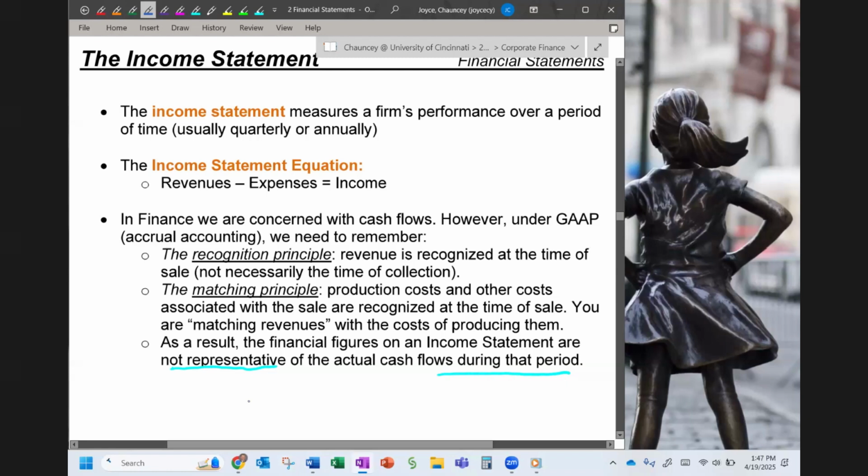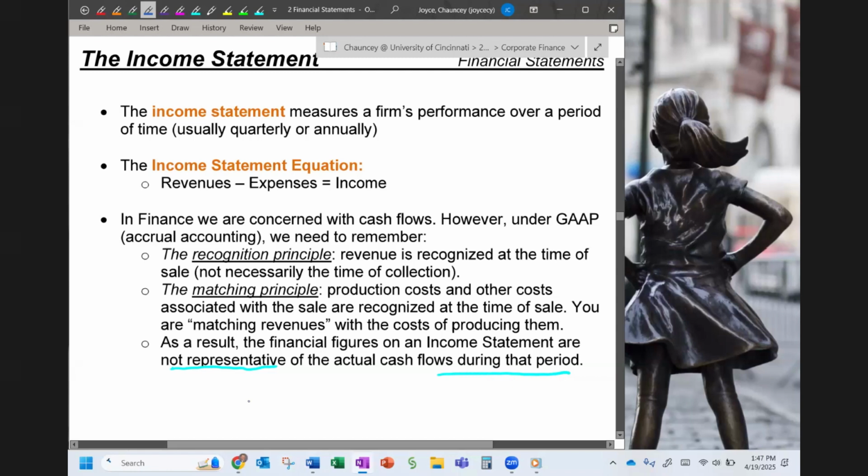And then the matching principle says the production costs and other costs associated with the sale are recognized at the time of sale, not necessarily when cash was collected or received for that. So think of your accounts payable.